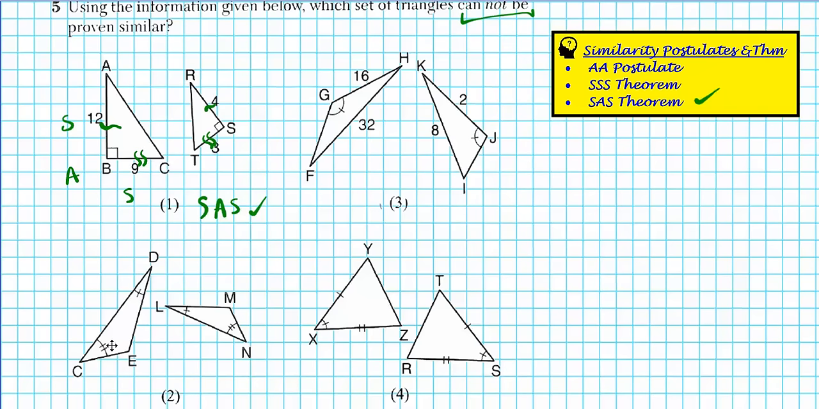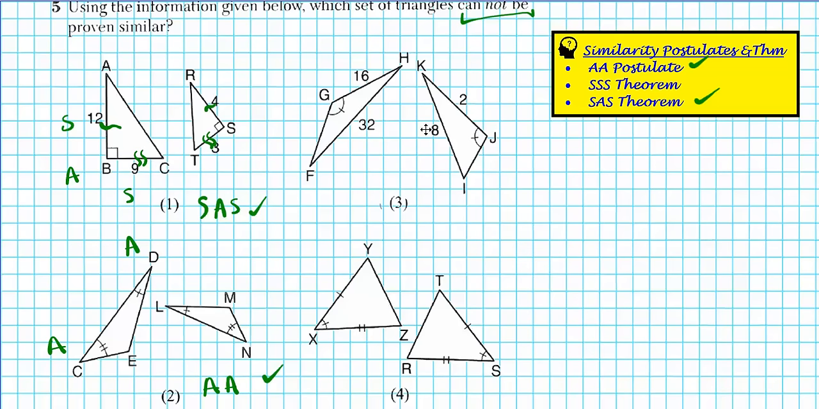Option 2, we have angle, angle, that's an A. So angle C is congruent to angle N. We have another pair of angles, D and L are congruent, that's an A. We have AA. Is there any such thing as the angle-angle similarity postulate? The answer is yes. Option 2 is good. Option 3, we have angle. Well, let's reverse the order there.